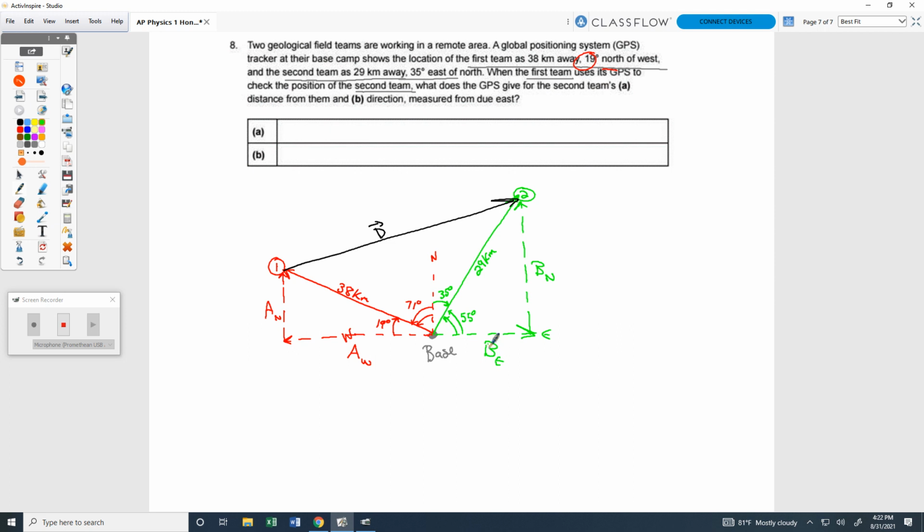My ultimate goal is I'm trying to find D here, so I want to try to figure out what D is. That's going to be the distance between these. So I want the length of this big long vector. To do that, I need the sides of it.